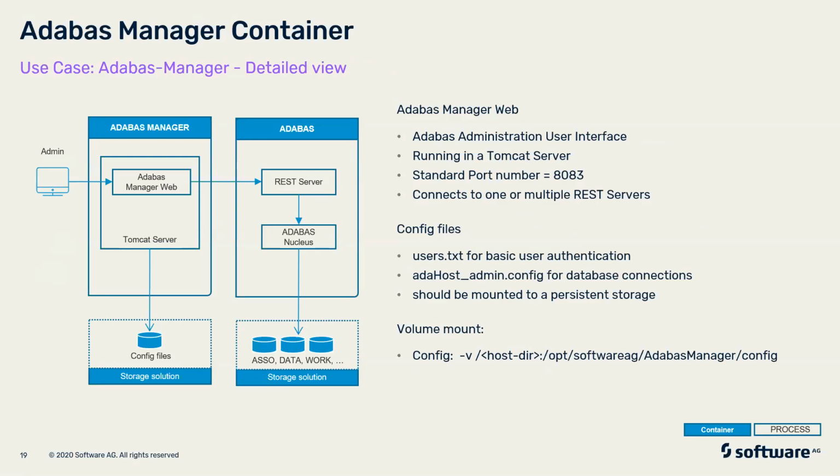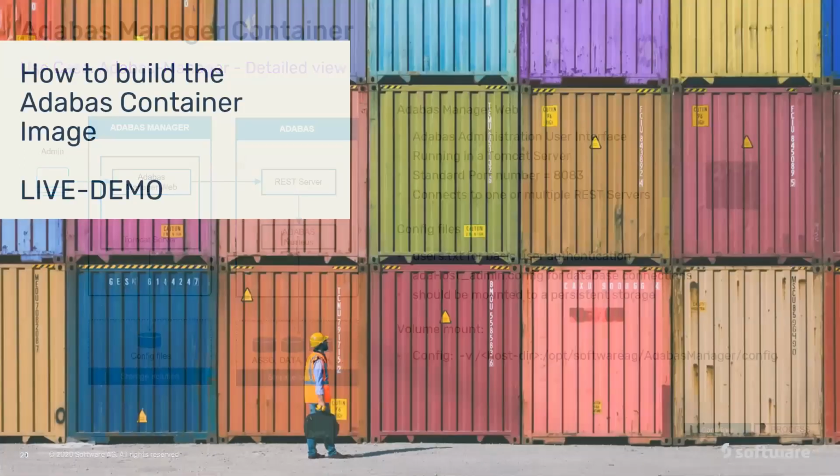The Adabas manager that we saw in the demo here again is a web application that is based on Tomcat, an individual container, and it is running on the standard port 8183. You remember it when I addressed it in my web browser, and it can connect to one or multiple REST servers. You will see this as well. And it also has some config files like a user.txt if you want to use basic authentication, or the configuration file with the database connections. And they should also be mounted to a persistent storage.